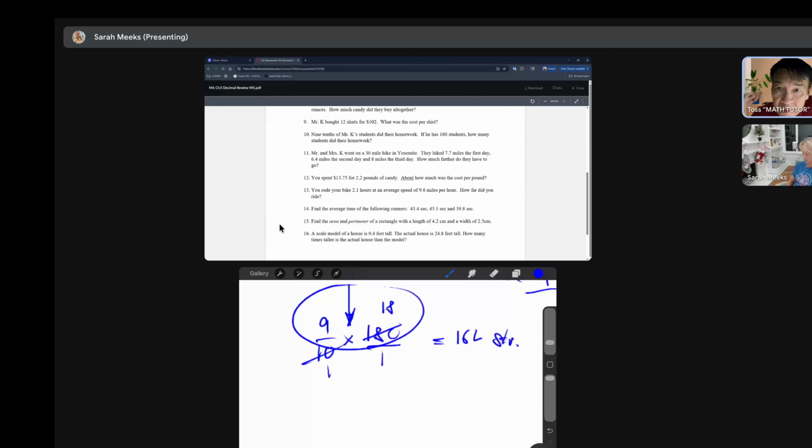All right. Let's see. Number 11. Mr. and Mrs. K went on a 30-mile hiking trip in Yosemite. They hiked 7.7 miles the first day, 6.2 miles the second day, 8 the third day. How much farther did they have to go?